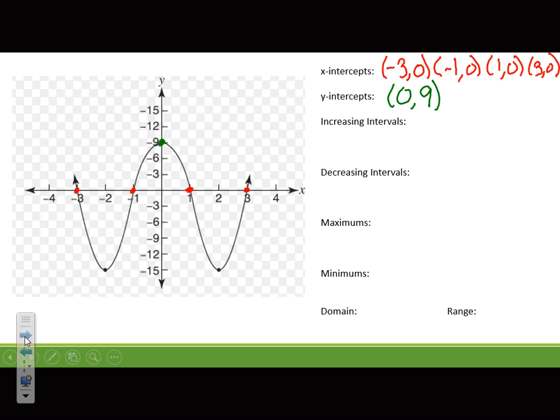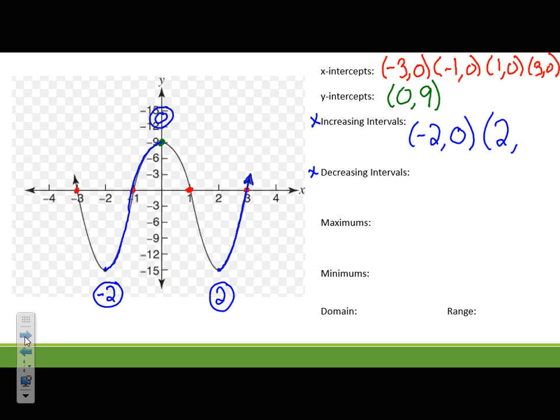Now remember, intervals. When we're talking about intervals, we're talking about the x's. We're talking about our x values for increasing and decreasing. So increasing, I'm going up here. So I'm starting at my x value, which is negative 2, and I'm going all the way to my x value here, which is just 0. So I'm going from negative 2 all the way to 0. Now I would go down. This one is going up as well. Starting here at 2 and going on forever. So my other one's going to be from 2 to positive infinity.